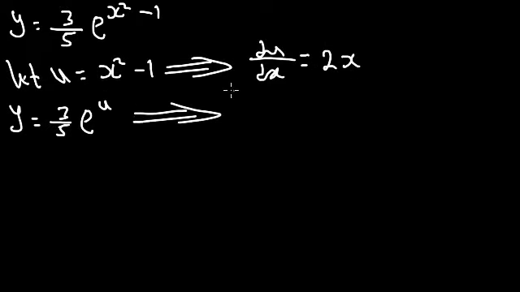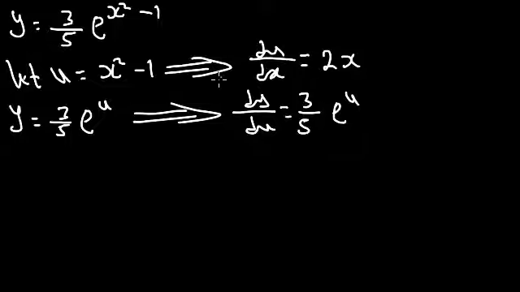Similarly, the dy/du would be equal. This is a constant. We really don't need to pay attention to that, as it should remain as this. So we have 3 over 5. e to the u is still e to the u. So that's just the derivative.